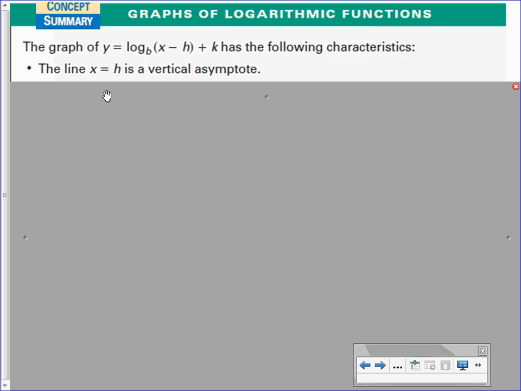Every log has the following information. In logarithm graphs, you are always going to have vertical asymptotes. Vertical asymptotes, they go up and down. Now, the vertical asymptote for every log equation is going to be where x equals h. Okay?